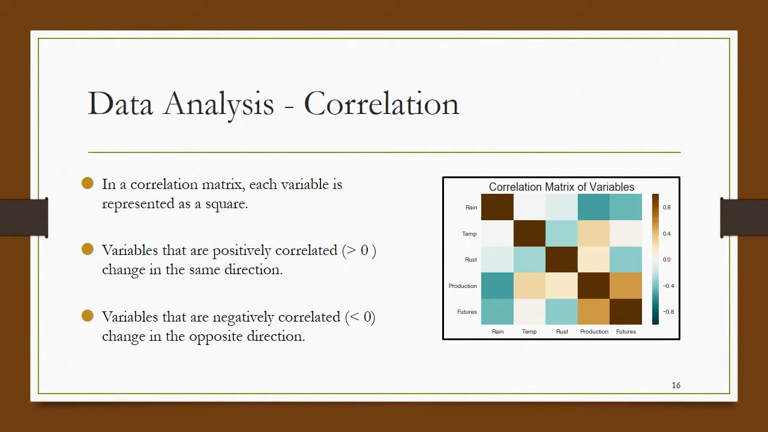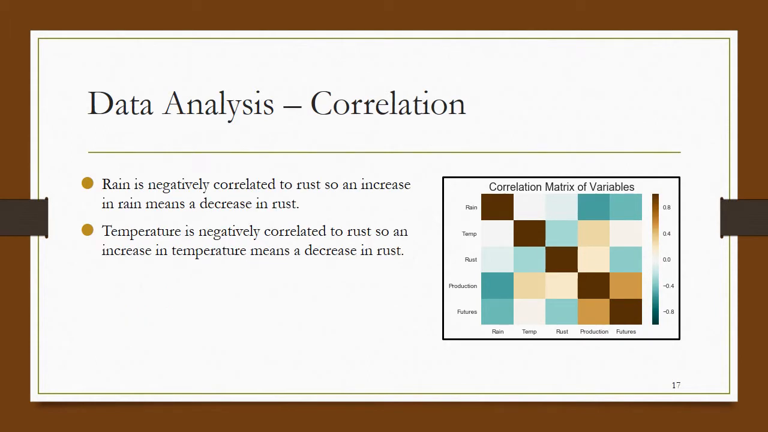After seeing how the variables are distributed, let's talk about a correlation matrix visualization, where each variable is represented as a square. Variables that are positively correlated change in the same direction, and variables that are negatively correlated change in the opposite direction. Rain is negatively correlated to rust. Temperature is negatively correlated to rust. If rain increases, rust decreases. If temperature increases, rust decreases.